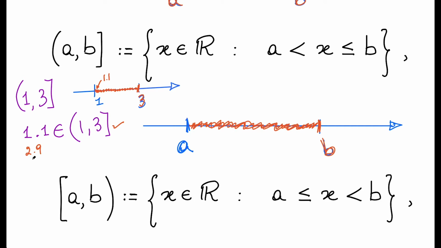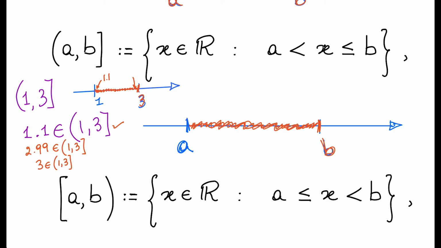How about we take 2.99, say? Is it an element of (1, 3]? Yeah, because 2.99 is smaller than or equal to 3. It's right there. How about 3 itself? Is it part of (1, 3]?